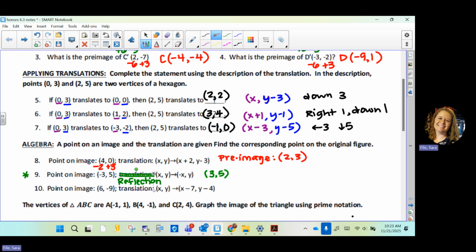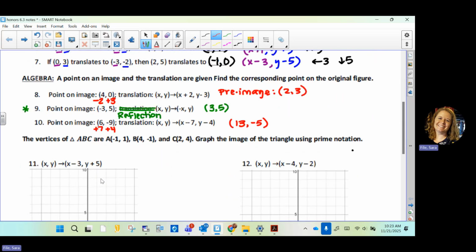Okay, and then this last one, the translation is subtracting 7 from the x. So to go backward, I'll have to add 7. Subtracting 4 from the y. So to go backward, I'll have to add 4. So my pre-image would have been at 13, negative 5. So it started at 13, negative 5. This rule was applied and it ended at 6, negative 9.